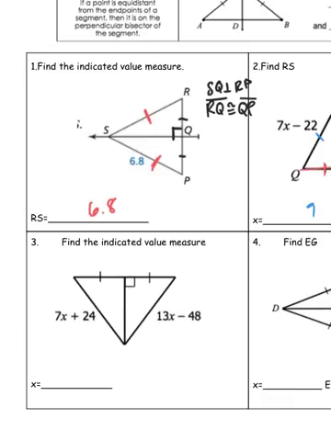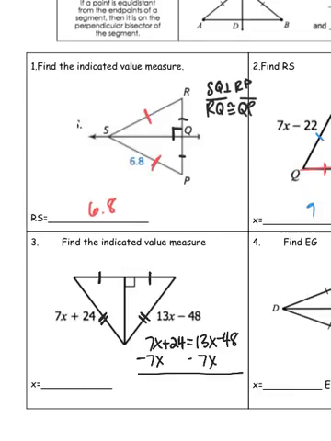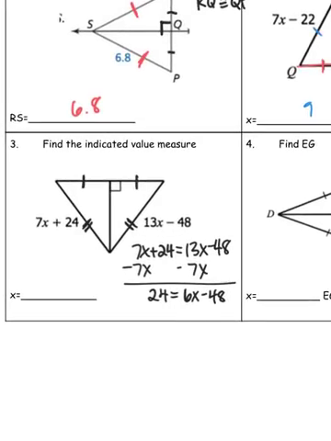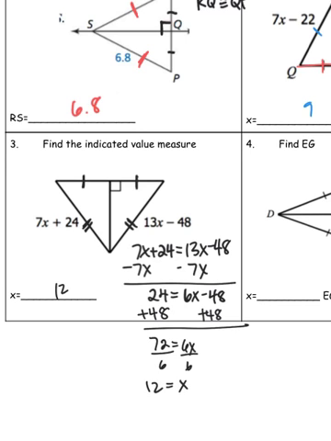All right, 3, find indicated measure, okay? They told us these are congruent, so that means that these two sides are congruent, okay? So we get 7x plus 24 equals 13x minus 48. I'm going to subtract 7x. So 24 equals 6x minus 48. Add 48 to both sides. And I get 72 equals 6x. Divide by 6. And x is going to be 12.